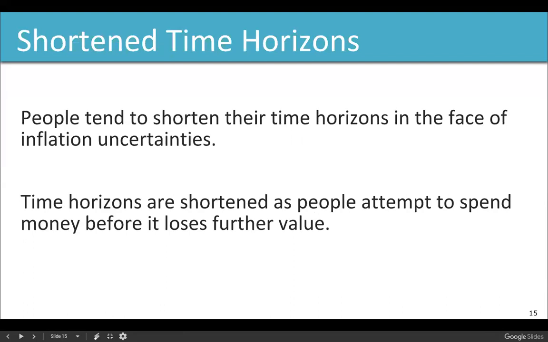We're not thinking about saving money for graduate school. We're not thinking about saving money to buy a house. We're not thinking about that vacation. We don't think about the future. We're thinking about the right here and right now. The more uncertain things are, the less in the future we think.